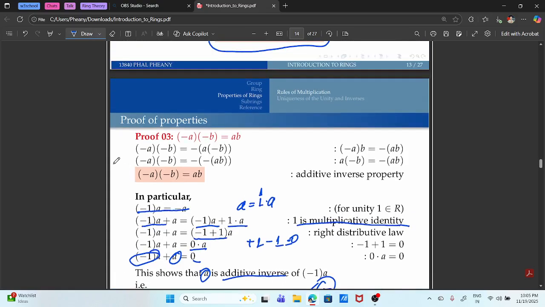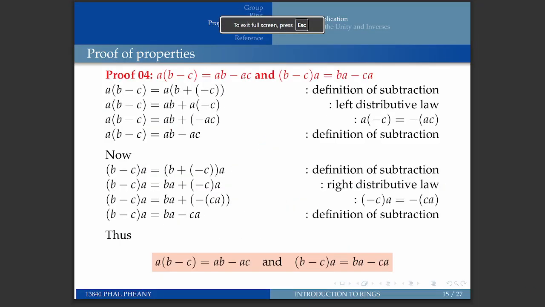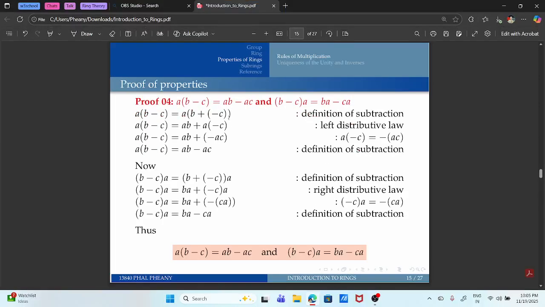Okay. Now we move to the next proof, of the next property, property number 4. Property number 4 is talking about the distributive law.